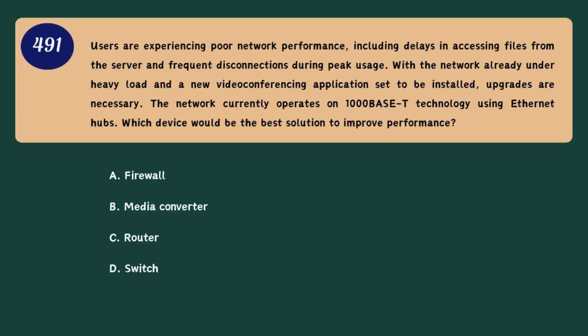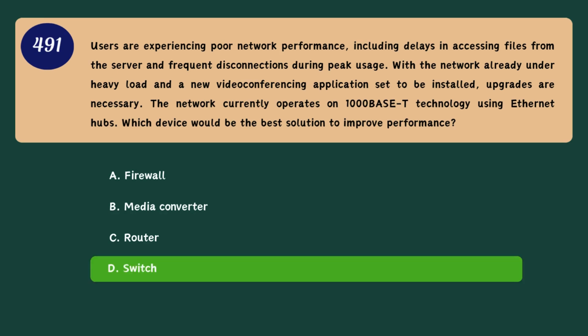Question 491. Users are experiencing poor network performance, including delays in accessing files from the server and frequent disconnections during peak usage. With the network already under heavy load and a new video conferencing application set to be installed, upgrades are necessary. The network currently operates on 1000BASE-T technology using Ethernet hubs. Which device would be the best solution to improve performance? A. Firewall. B. Media converter. C. Router. D. Switch.